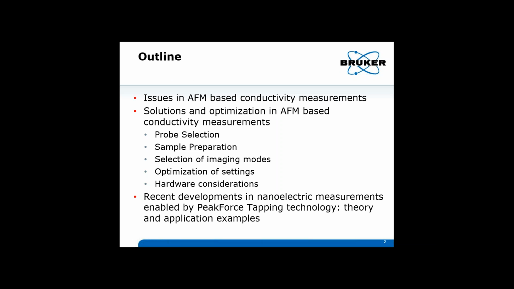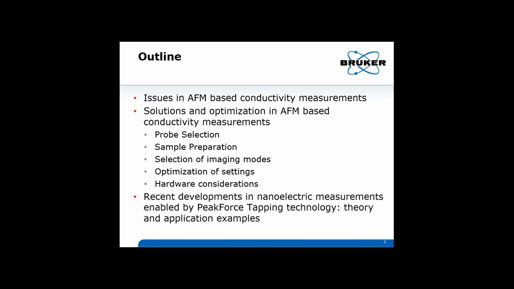Here is the outline of the contents we are going to cover today. First of all, we understand that users may face some issues and frustrations when doing AFM-based conductivity measurement, and we will discuss several commonly seen issues in detail. After this, we will discuss the solution and optimization techniques in AFM-based conductivity measurements in the following 5 areas, including probe selection, sample preparation, selection of imaging modes, optimization of settings, and hardware considerations.